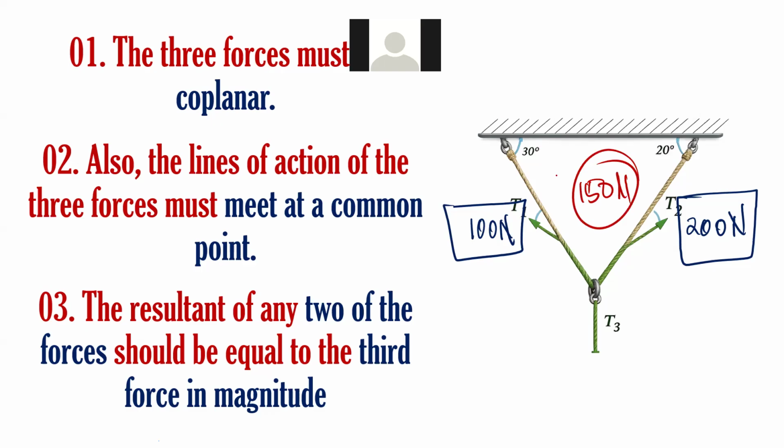If the angles are equal, all three forces are the same. If the forces are not equal, the case will be different. So here, 100 Newton, 200 Newton. What will be the resultant? That will be 150 because it will be between 100 and 200. It might be 101, 102, 103, 104, whatever. I have just taken 150.